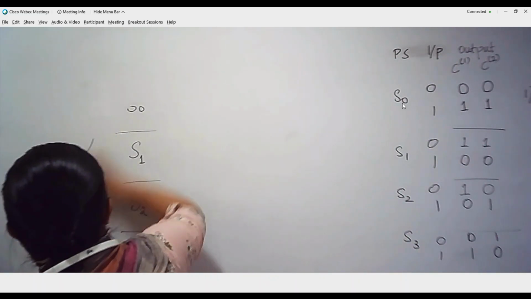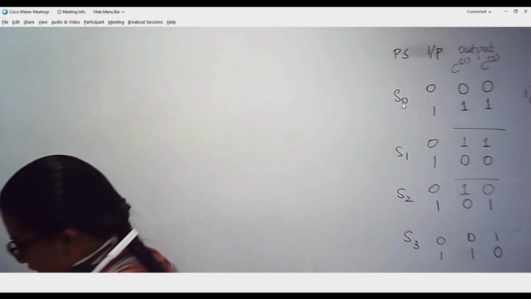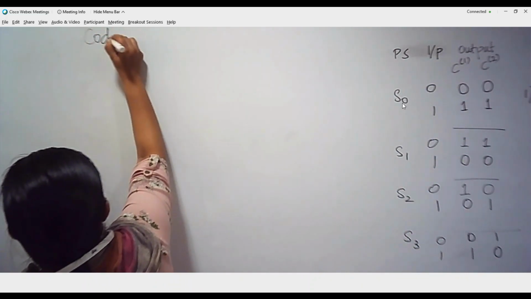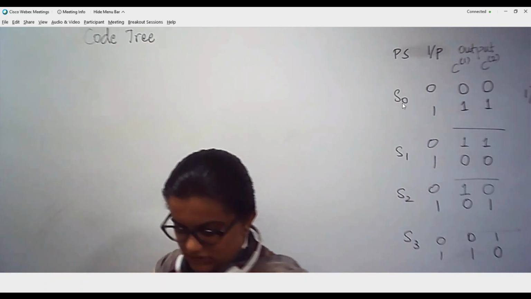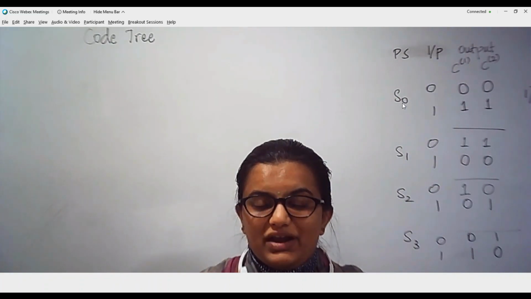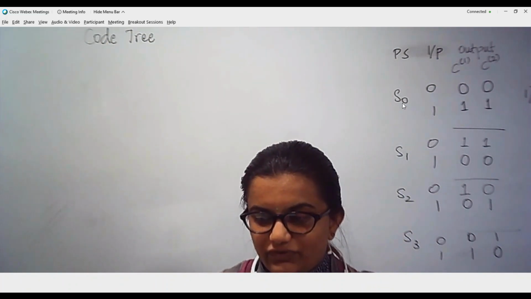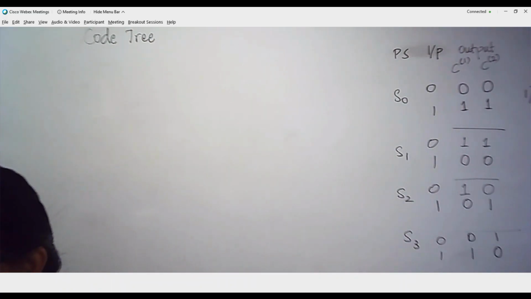The inputs are 0 and 1. So depending on the input that you give, the transition is going to happen. Now we are going to write what is called a code tree. Till now, whatever diagram and analysis we did was depending on the entries in the shift register or the flip-flops. So depending on the flip-flop entries, we have been writing the state diagram and state transition table.